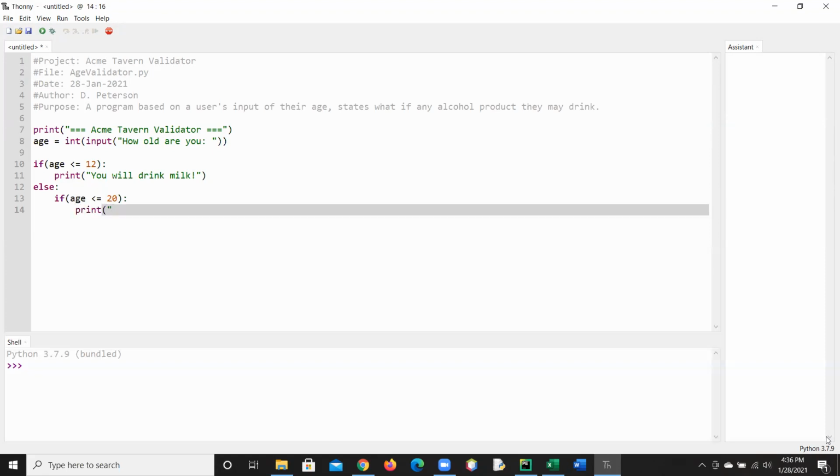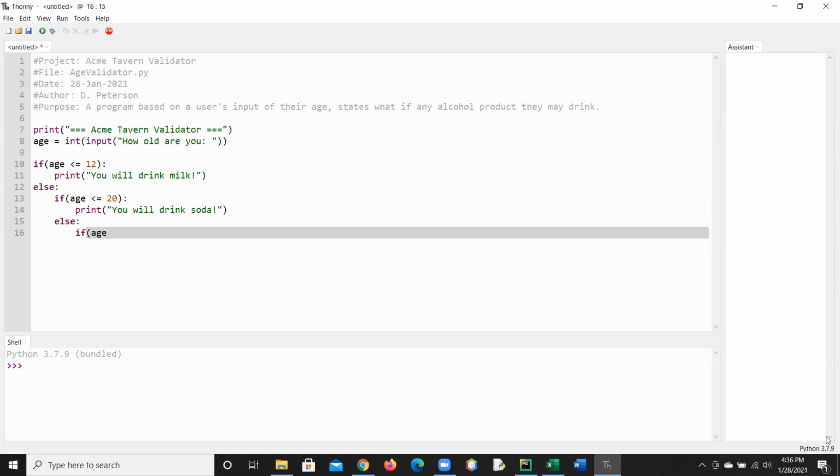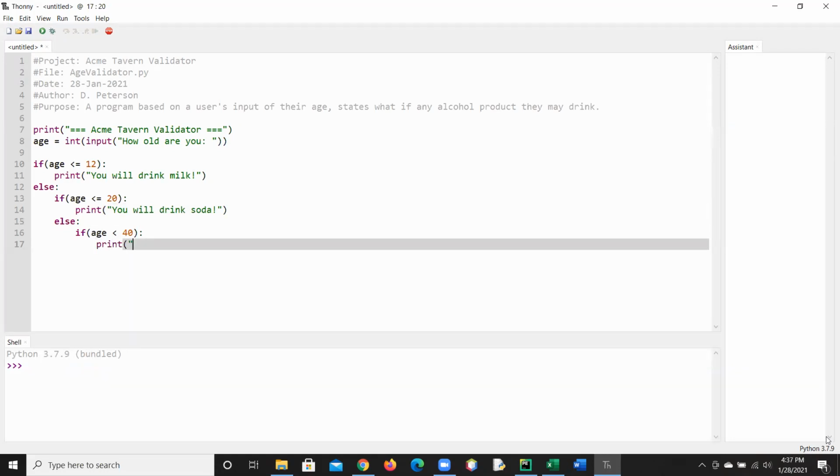Print you will drink soda. Else if age is less than, let's say 40. Print you will drink beer.